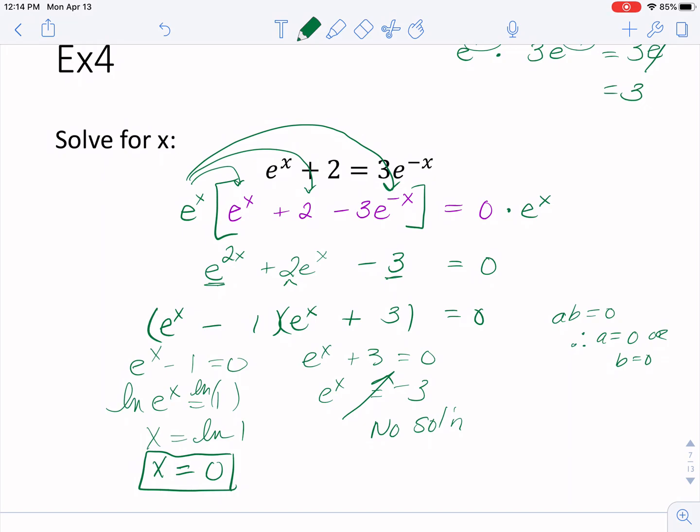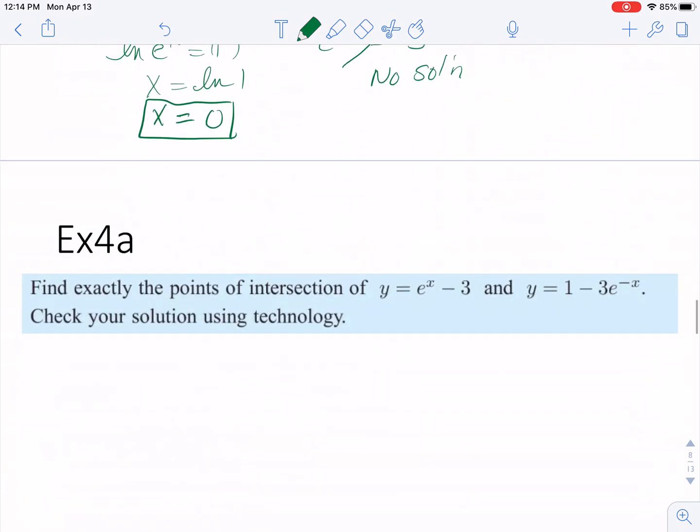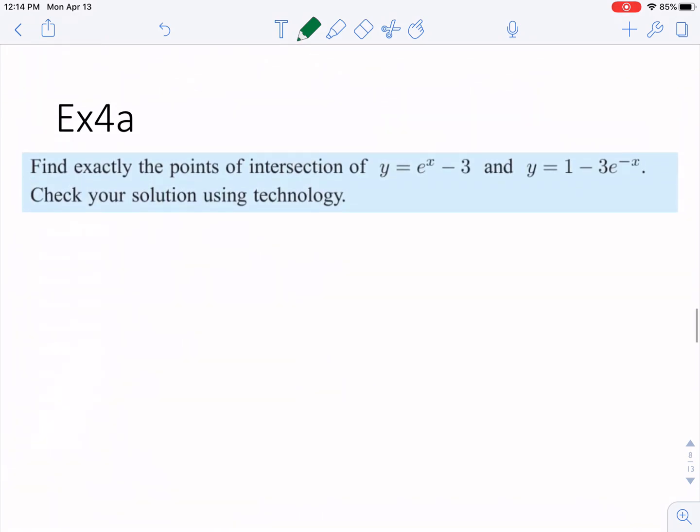All right. So what's going to happen is you might see a problem that looks like this. Find the exact points of intersection. Check your solutions using technology. So using technology means we're probably going to graph things and find a decimal approximation. Finding exact points means you're not going to have decimals. You're going to have a natural log of some sort.